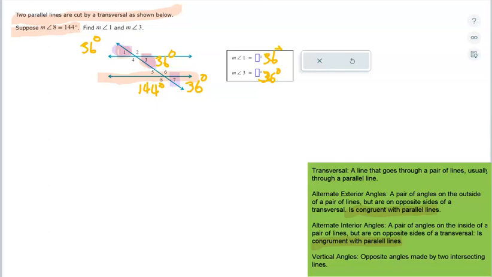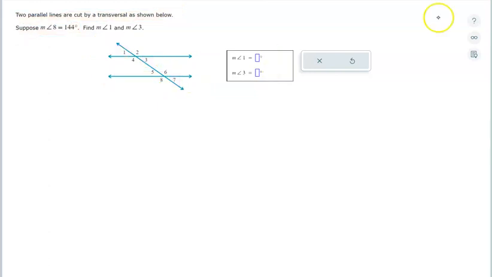So let's do another practice problem, and we'll call it a day. So let's go to number 8. Again, same type of problem, and we're going to use what we've learned. This says two parallel lines are cut by a transversal as shown below. Suppose angle 2 is equal to 82 degrees. So I'm just going to write that in. This is 82 degrees. Find angle 5 and angle 8. So my goal is to find these two.